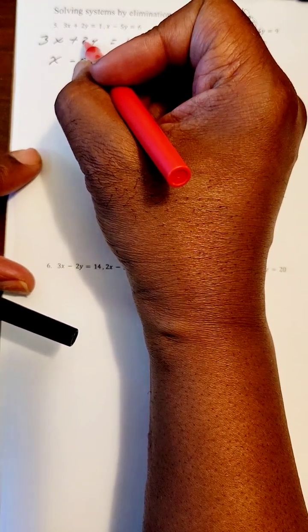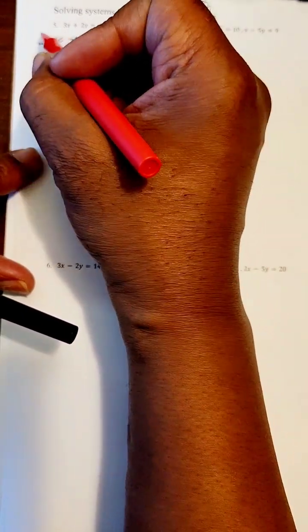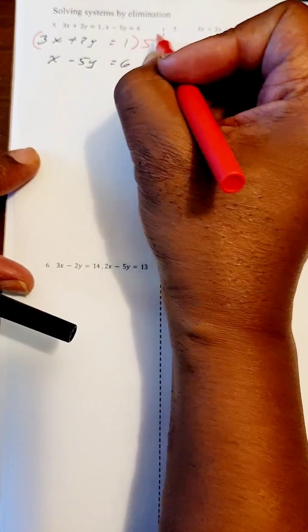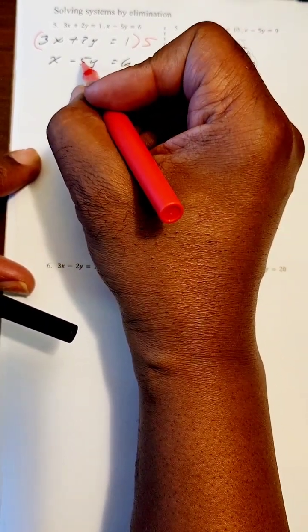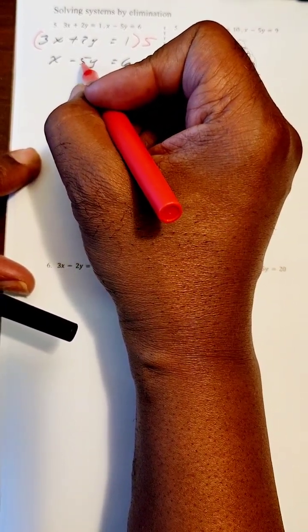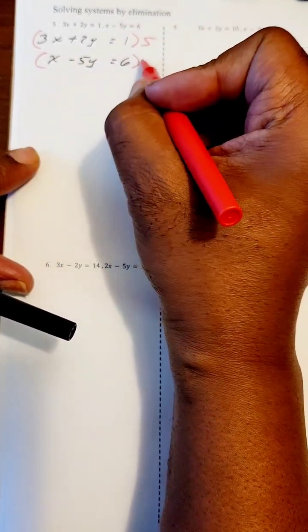So this needs to be multiplied by 5, and this will become a 10. So let's multiply by 5. To get this to become a 10, or negative 10, shall I say, I need to multiply this by 2. So we'll multiply that by 2.